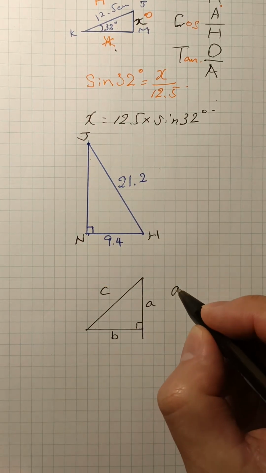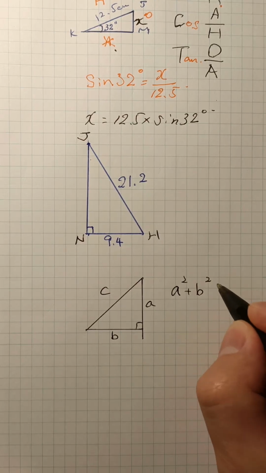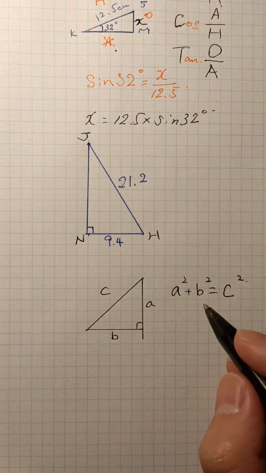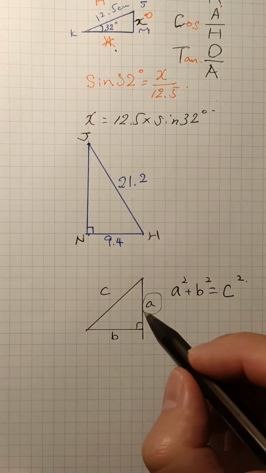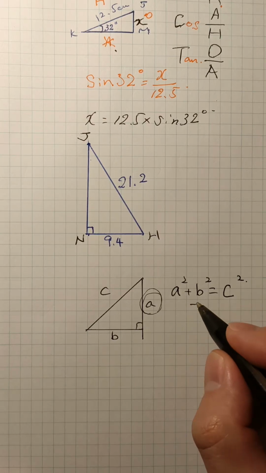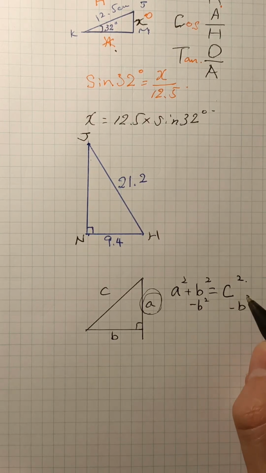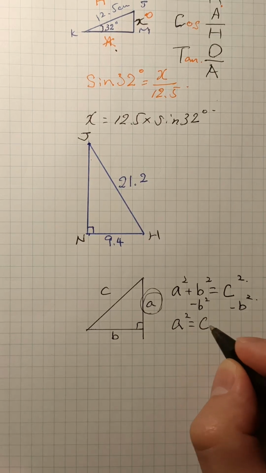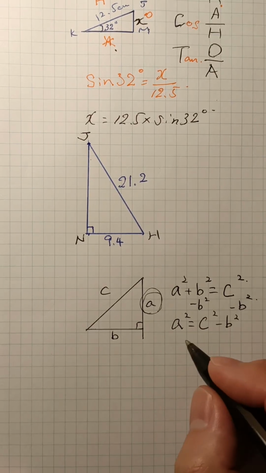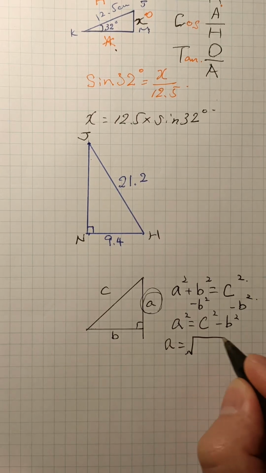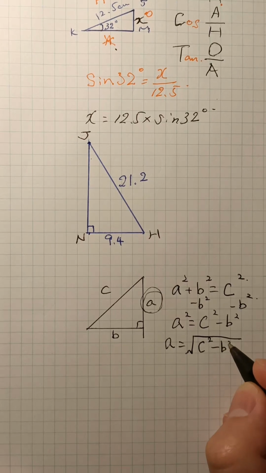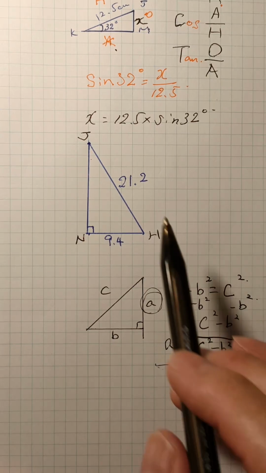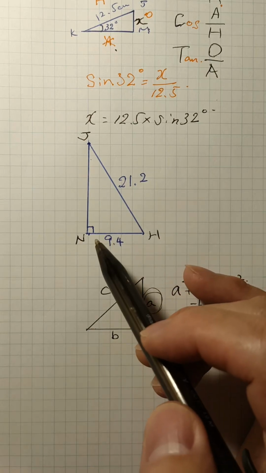Pythagoras means shorter side squared plus shorter side squared is always longer side squared. If you want to figure out, for example, the length of A, you take the other shorter side squared away from both sides, and A squared is C squared minus B squared. Which means A is the square root of C squared take away B squared. We are following this structure to figure out the length from here to here.